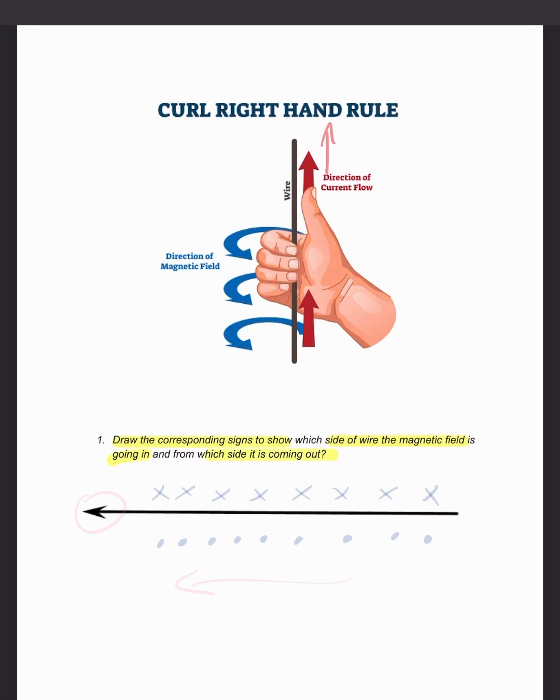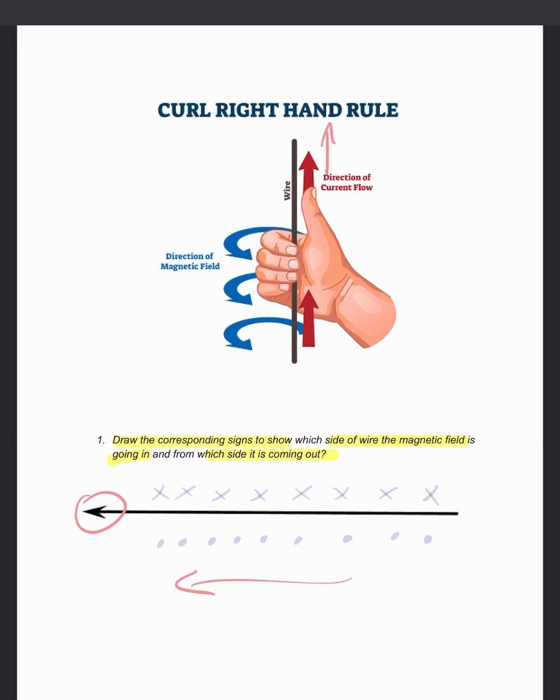Draw the corresponding signs to show which side of the magnetic field is going in and which side it is coming out. And from here, we can remember into the page is an X, out of the page is a dot. So with this arrow right here, we can see that current is going this way. This is the way of current. And when we see current is going this way, towards your left, we can stick our hand out, and for simplicity's sake, let's make our palm face the air. Our right hand, of course, because it's the right hand rule.